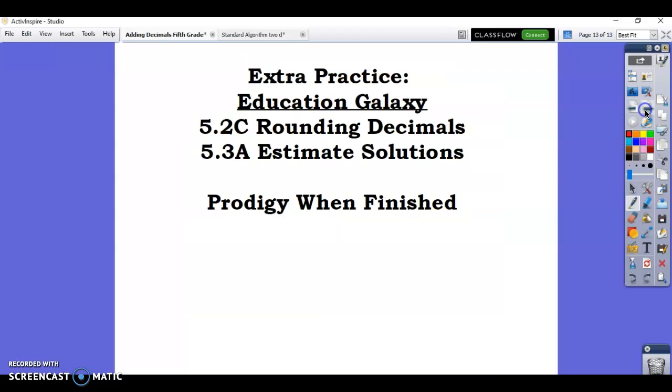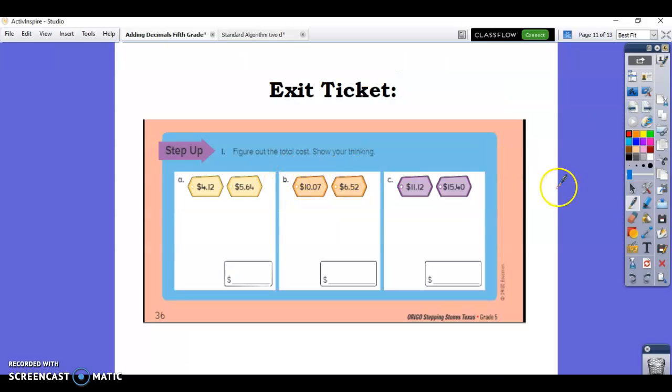If you get finished, the extra practice is on Education Galaxy 5.2C if you didn't finish that up on Friday. You have to have 3 stars, and then 5.3A Estimate Solutions, which is the new one. If you get finished with all of that, you are more than welcome to play Prodigy. And if I have any extra math games that I have attached, then you can do that. But remember, you are going to be doing the exit ticket first. Let's check and make sure that you're adding correctly before we move on to the independent practice. All right, good luck, guys, and I'll see you in just a little bit.